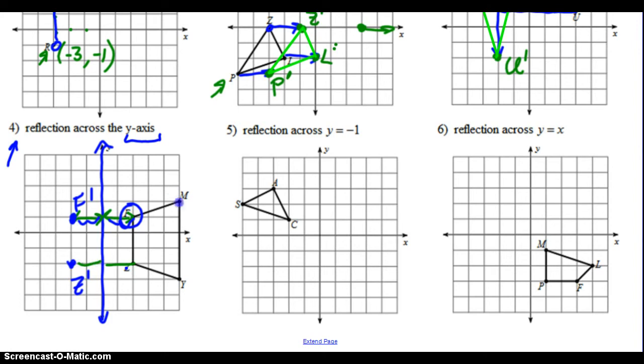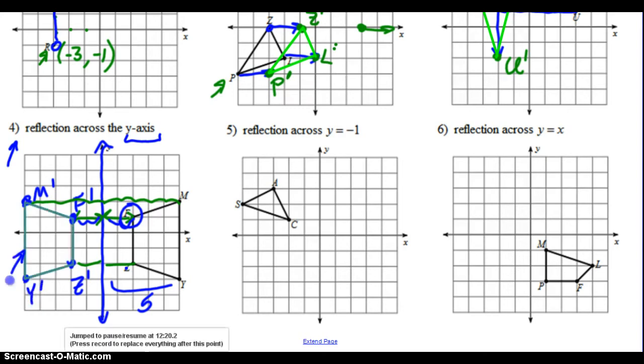M is 1, 2, 3, 4, 5 units away. That means M prime will be 1, 2, 3, 4, 5 units away. There's M prime. And Y, since it is 5 units right here, it'll be 5 units on the other side of that axis of symmetry. Let's go ahead and draw in our figure. And there's our figure right there. Looks like a trapezoid reflected across the y-axis.